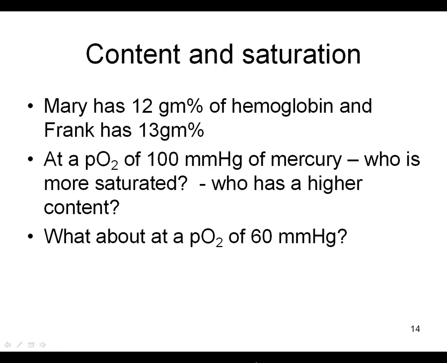However, because Frank has more hemoglobin, he has more binding sites for oxygen, and at the same PO2, he has a higher content. And specifically, he has a higher bound content. Actually, their dissolved content should be the same. And why is that? Because they have the same PO2. So saturation is determined by PO2. Content is determined by PO2 and hemoglobin concentration.